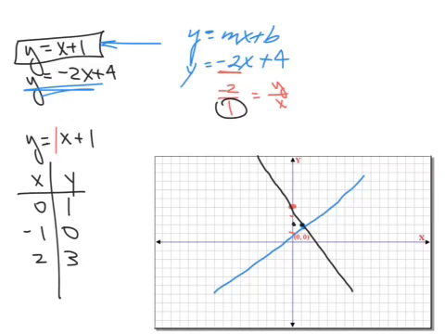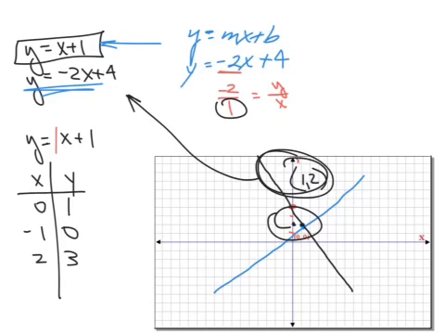Alright, so what I'm looking for is where those 2 lines cross. Notice those 2 lines cross at over 1, up 2. That ends up being the answer of what these 2 equations have in common. They cross at (1, 2). So again, that means that's where those 2 points cross, and what they have in common is (1, 2). And that's what you're looking for. That's the answer you're trying to get.